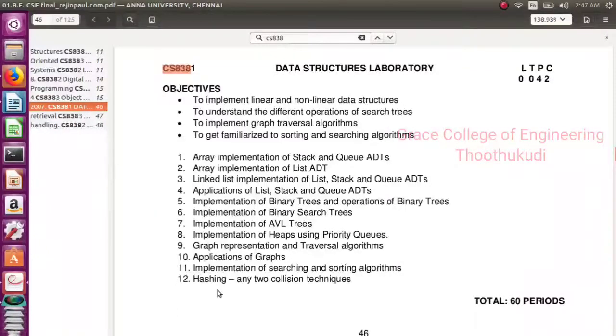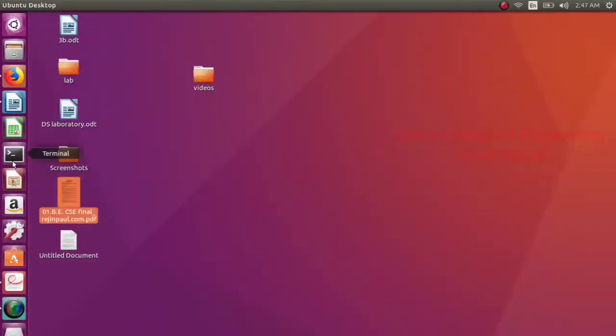Good morning. Our 12th experiment is hashing. Here, collision resolution techniques come under four categories. The first one is separate chaining, then open addressing, rehashing, and extendable hashing. Under open addressing we have two types, linear probing and quadratic probing. Here we are going to see the open addressing collision resolution technique.